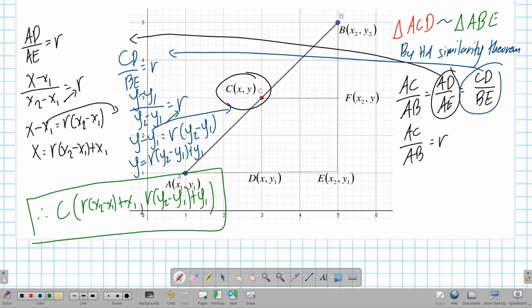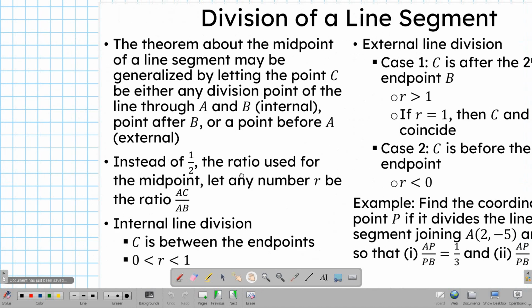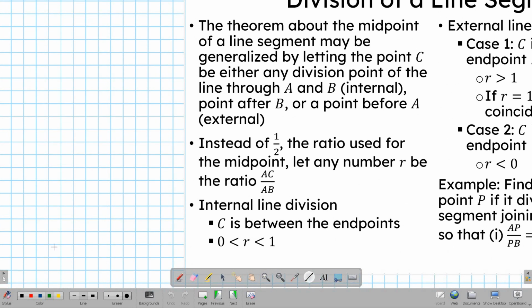Now, this is what we've done a while ago, but it can be generalized, and that point C can actually be internal or external. What does internal mean? Internal is what we saw earlier: if this is your line segment and these are the points A and B, then your point C is just somewhere in between A and B. That's your internal line division.